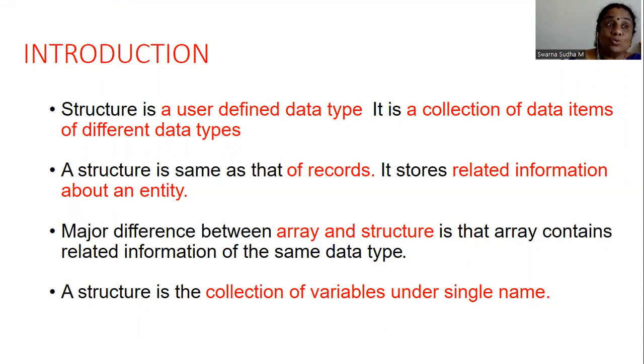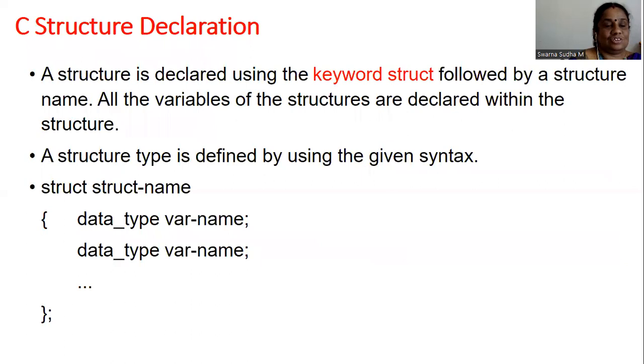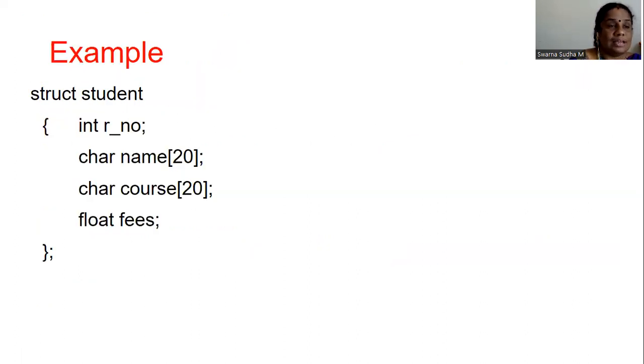Now we'll see how to declare a structure. A structure declaration starts with a keyword called struct. Then you have to give a name for the structure. And inside the block, you give the data type and variable name. Each member can be of a different data type. This is how we declare a structure. If you see an example, it will be clearer.